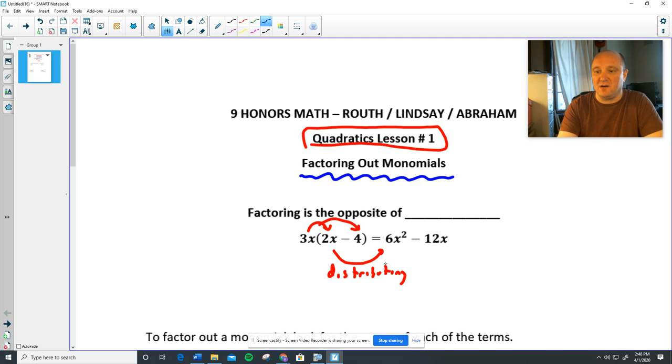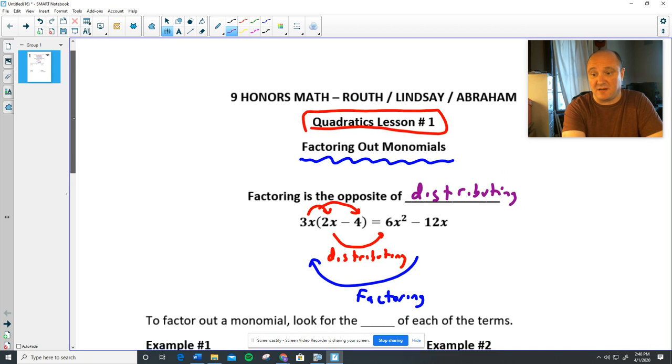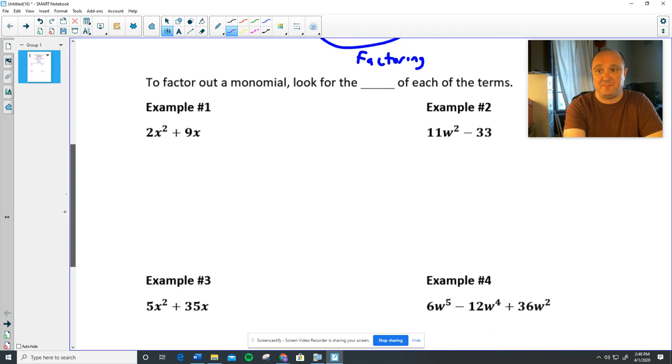But if I start with 6x squared minus 12x and I want to pull it apart into its constituent parts, I'm going this direction, I'm factoring. So in many ways, factoring is the opposite of distributing. And that's how you should think of it. Let's look at two examples in this video, then I'll do two more quick ones in the next video.